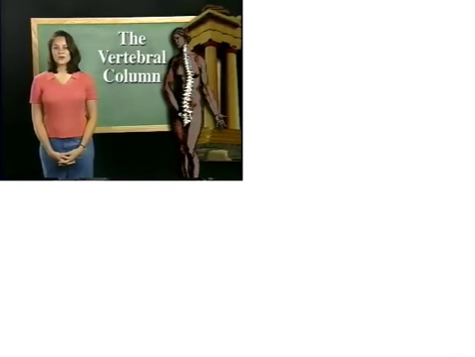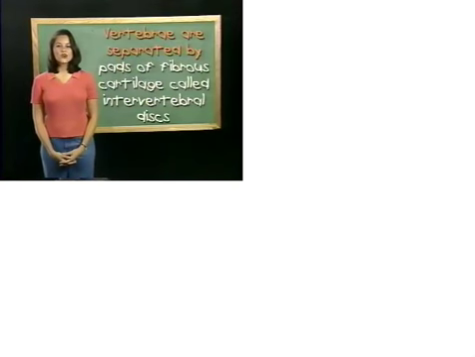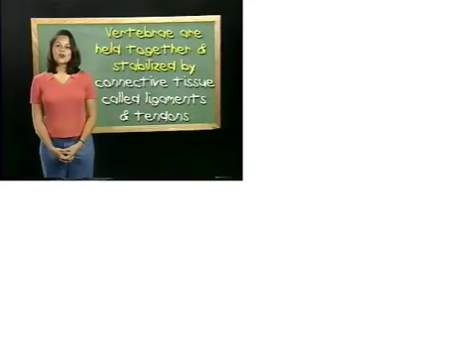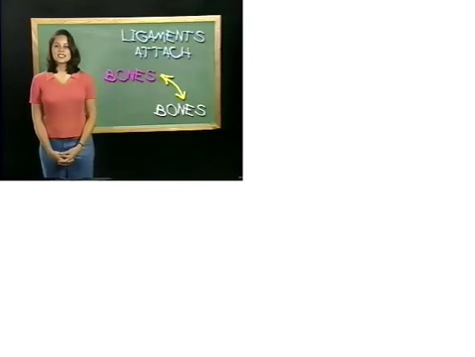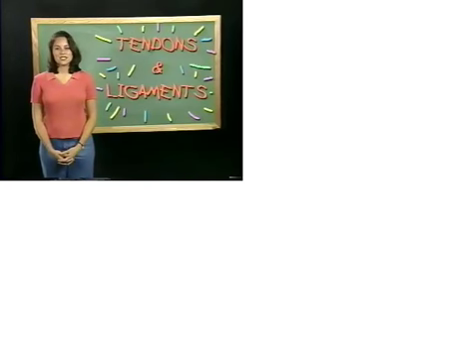The vertebral column, or as it is known in dumb guy circles, the spine, consists of 26 different bones called vertebrae. The vertebrae are separated by pads of fibrous cartilage called intervertebral discs, which absorb pressure and allow for maximum flexibility. The vertebrae are held together and stabilized by types of connective tissue called ligaments and tendons. Ligaments attach bones to bones, and tendons attach bones to muscles. But don't worry, we'll elaborate on tendons and ligaments in a bit.